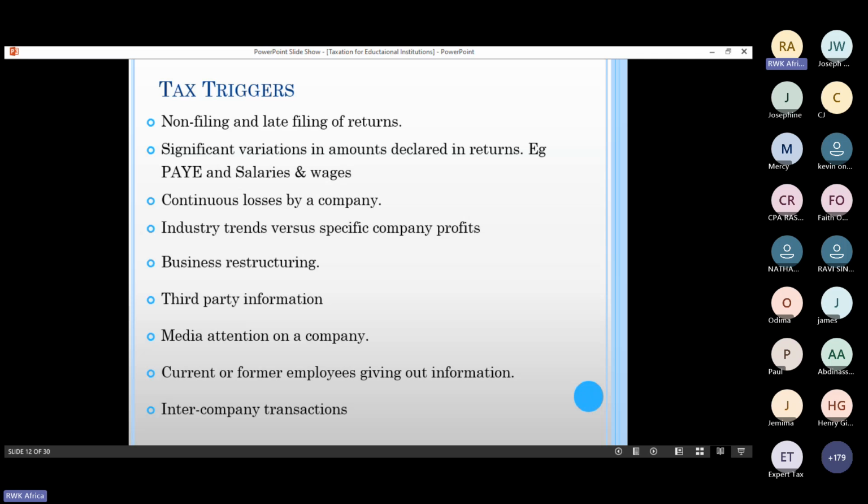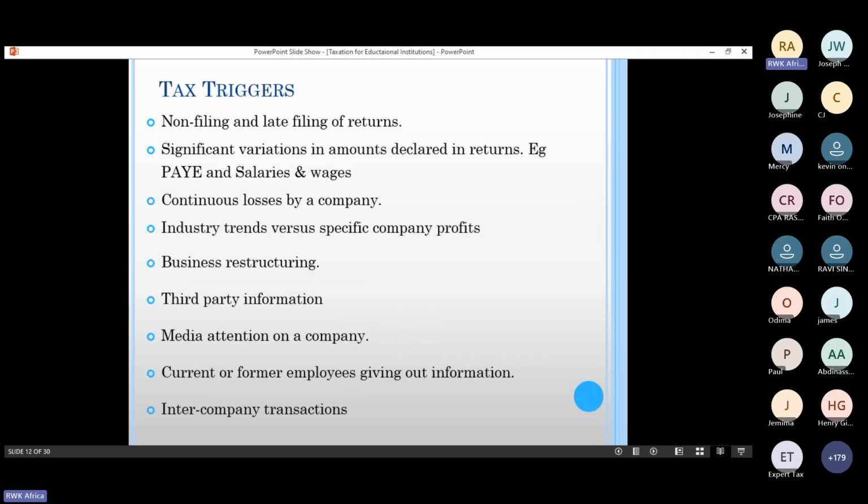Then we have intercompany transactions. So you have different companies that relate to this institution. So those are transactions happening between them. Maybe you have gotten a loan from company A, which is a sister company to your institution. So they would want to see the different transactions, because those transactions may also be subjected to taxes. They want to see whether you are complying.